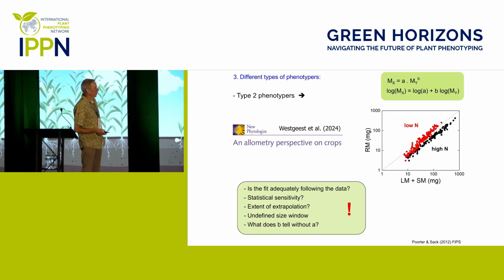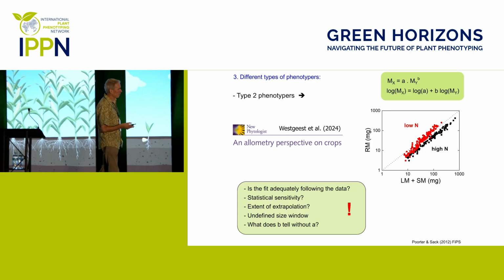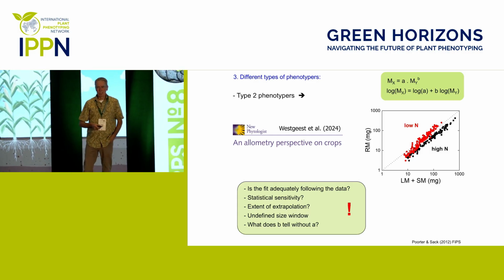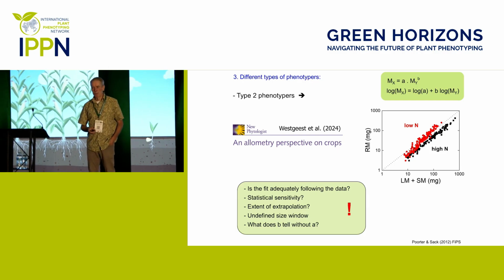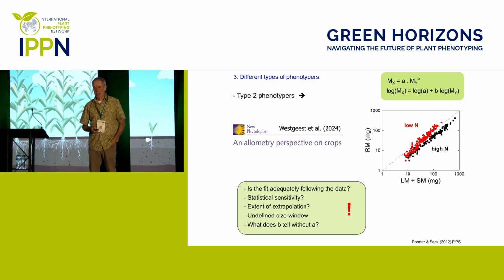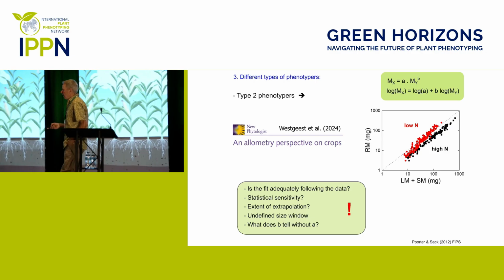And these type 2 phenotypers, for example, two weeks ago, there was a paper in New Phytologist where they said allometry is extremely useful for breeding. We cannot do without allometry if you are a breeder. And I'm not completely sure about that. So I would like to plant a little seed of doubt in your mind about the type 2 phenotypers. And there are various reasons I have for that.